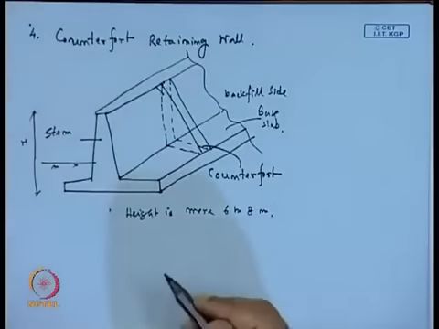The first one is the gravity retaining wall, where most of the stability comes from the weight of the retaining wall, and we use plain cement concrete, PCC. The next one is the semi-gravity retaining wall, where the size of the gravity retaining wall is reduced by providing a small amount of reinforcement. The third one is the cantilever retaining wall, where RCC, reinforced cement concrete, is used. The cantilever retaining wall is suitable for 6 to 8 meter height.